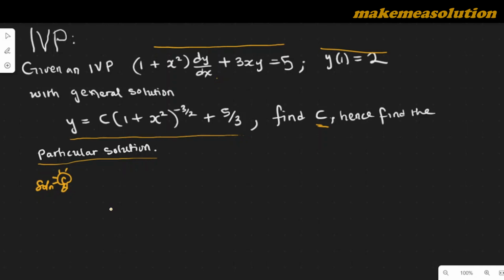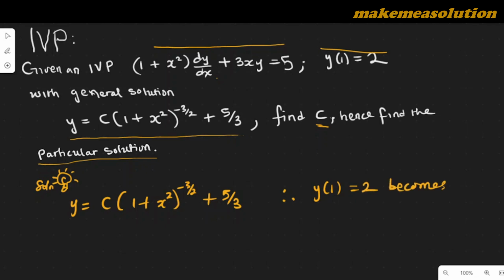Now when you're given this particular differential equation whose solution is already given to us as y = c(1 + x²)^(-3/2) + 5/3, we are going to apply our initial condition given to us as y(1) = 2. So this becomes: y is 2 whenever x is 1. Okay, y(1) = 2.